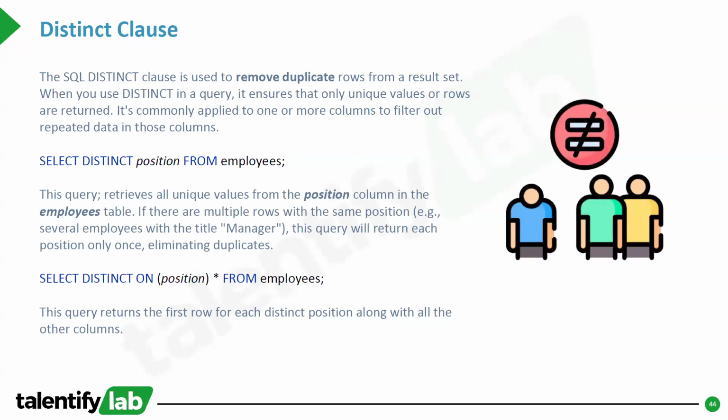Okay, let us explain also distinct clause. The SQL distinct clause is used to remove duplicate rows. You see, select distinct position from employees. So it will give us the first position about the IT, for example. The other IT positions will not be called. It will call only first position as manager or, if it is multiple, every time it will return the first one. Okay, eliminate the duplicates. You see the query returns the first row for each distinct position.